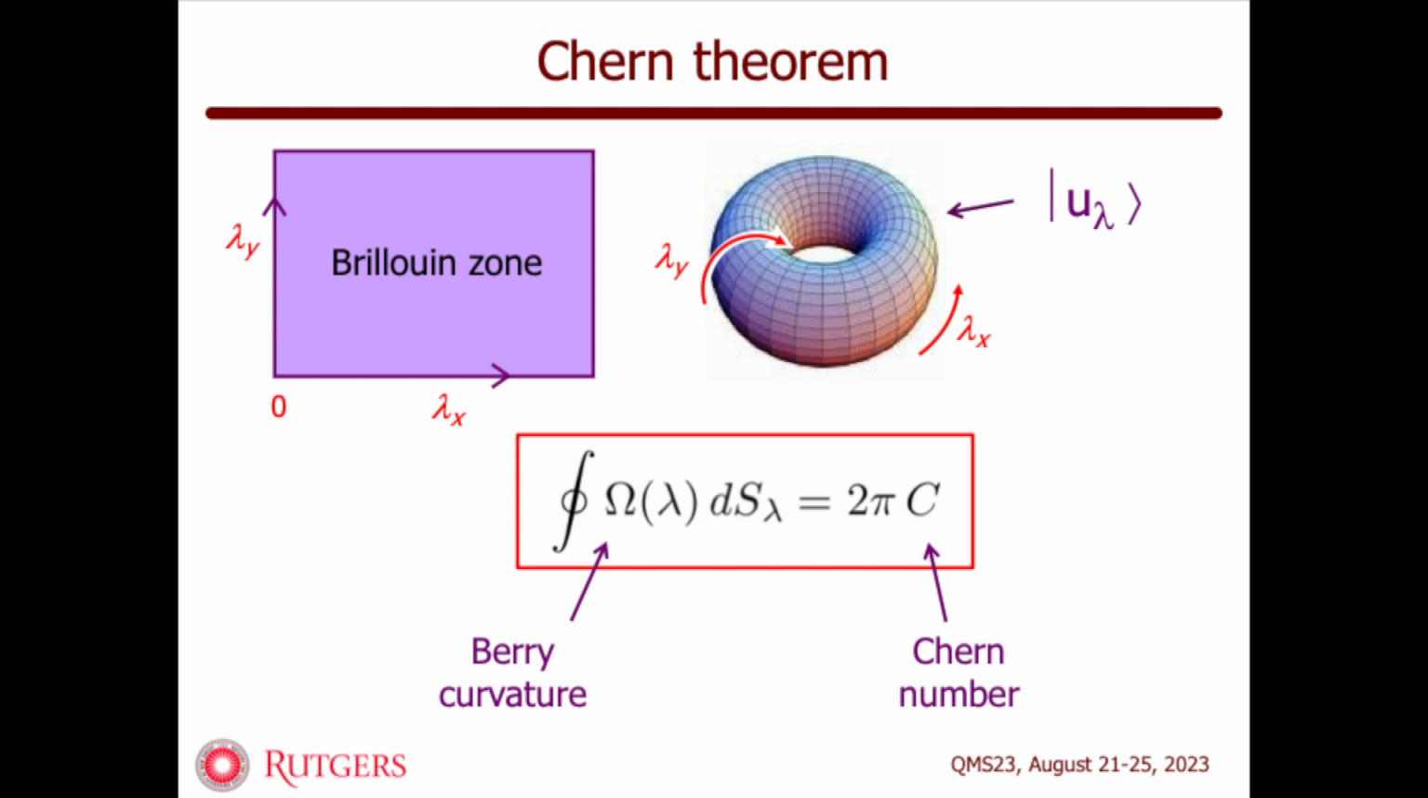So if you subtract this equation from this equation, it tells you that 0 has to be equal to the integral of the Berry curvature over the entire manifold modulo 2 pi, which is the Chern theorem. So that's the Chern theorem. It's very general. It applies to any closed two-dimensional manifold.